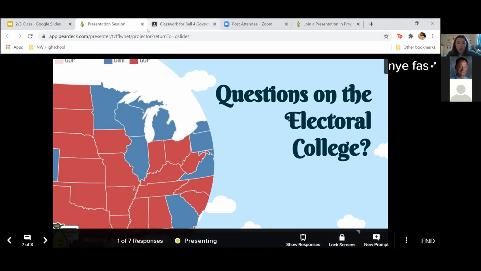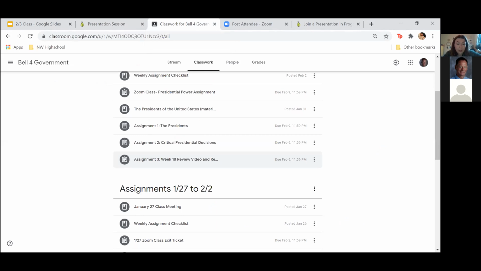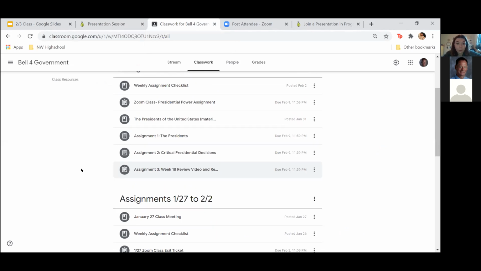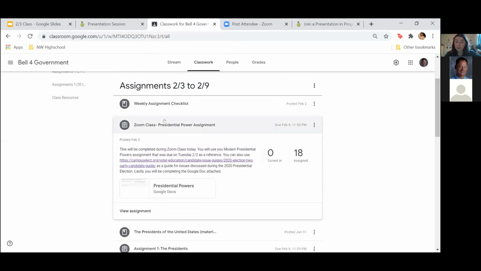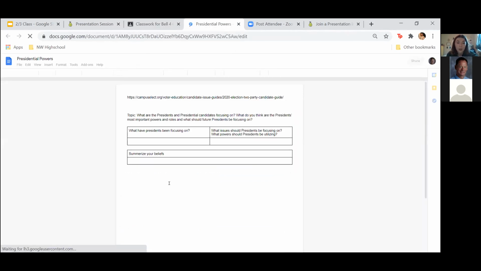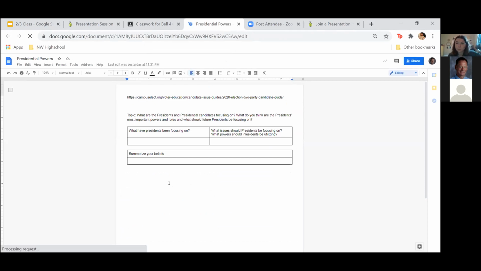After you get into your breakout room, you are going to come to your Zoom class assignment tab on Google Classroom. You're going to open the Google Doc, and you're going to see this chart right here. What I'm asking you to think about is, now that you are so educated on the presidency, what have presidents been focusing on, or what have past candidates been focusing on in presidential elections? You get to use your assignment from last week, the modern presidential powers, to see some of those current events and see where the presidents have really been putting their power.